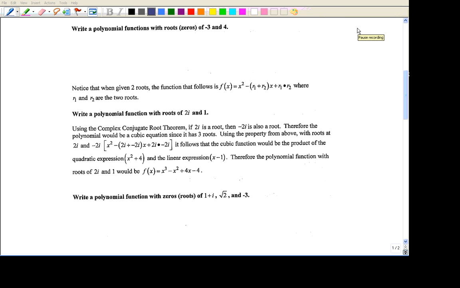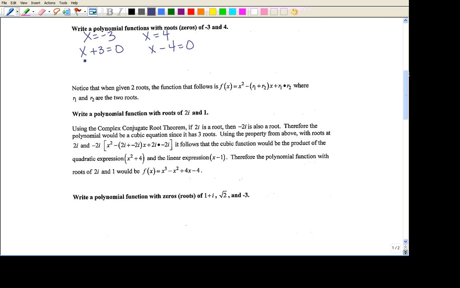Okay, so let's write a polynomial function with roots or zeros of -3 and 4. If we have a solution of -3 and another solution of 4, we're going to work backwards from the way that we solved the examples at the top of this page. So before this step, we would have had this set equal to 0. So I'm going to add the 3 back over, and here I'm going to subtract the 4 over.